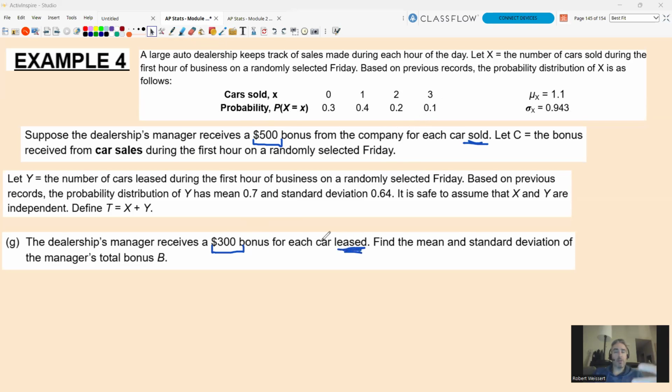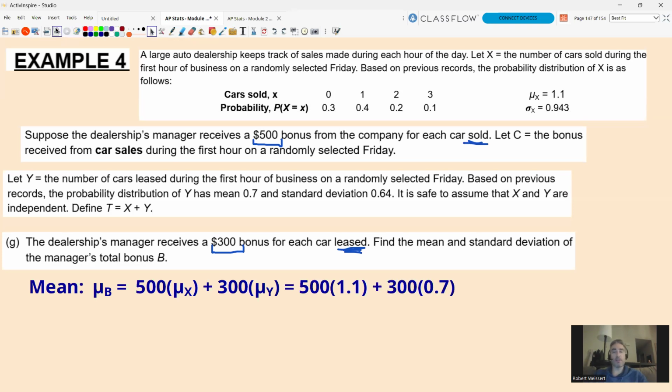So let's think about what the mean and standard deviation are going to look like. Mean is going to be just multiply each bonus amount times the number of cars sold and leased, respectively. So 500 times the number of sold plus 300 times the number of leased. So that's just going to be 500 times 1.1 plus 300 times 0.7. You'll get about $760. So the combined bonus for a randomly selected Friday is going to be $760.